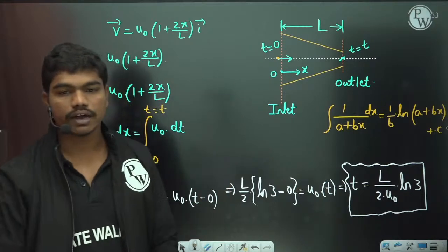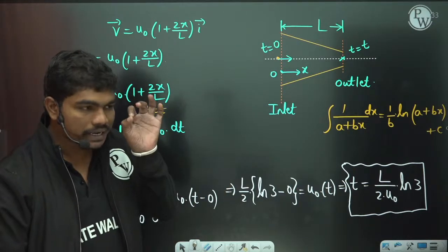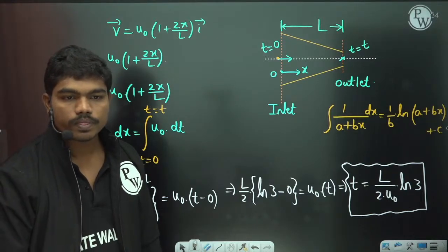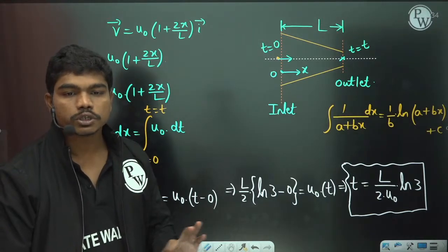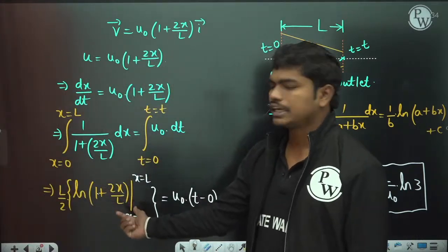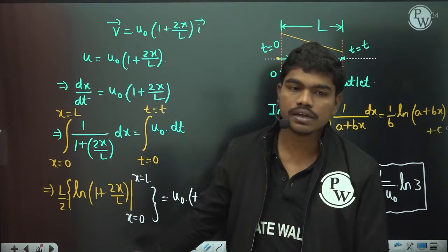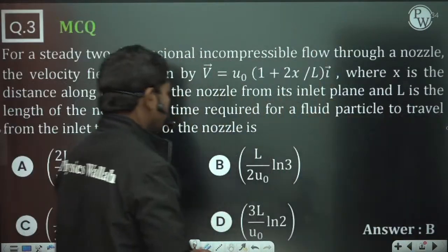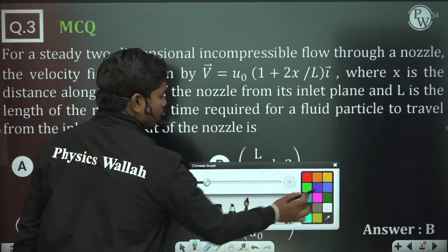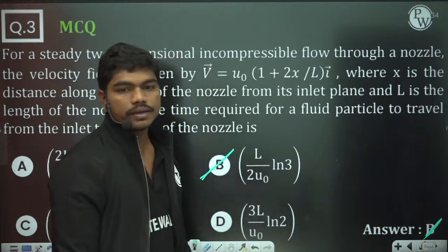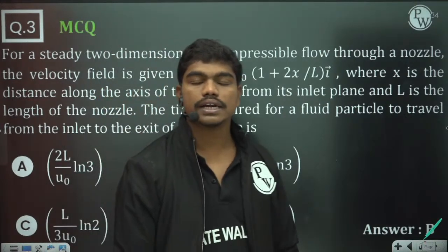Clear? So this is how you get the total time that the particle requires to cross the nozzle. Clear? Got it? So this is how we have done this. It's a simple thing, but of course you need to do some integration here. That's it. So one integration and substituting will actually give you the value. So L by 2 U naught into ln 3, which is option B, of course. Okay, so B is the correct answer. So clear? Did you all understand how we can do this?